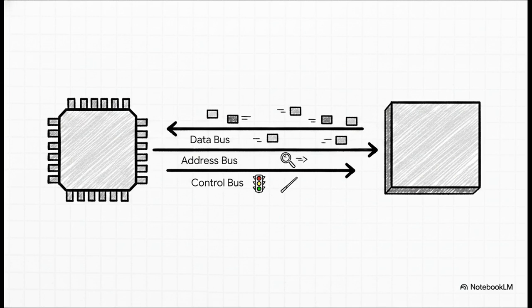Second, we have the address bus. Now this one is unidirectional because the CPU tells the memory where to look, not the other way around. And finally, the control bus. This is also unidirectional, and it sends out the critical commands that synchronize and orchestrate all of these different components so they work together seamlessly.